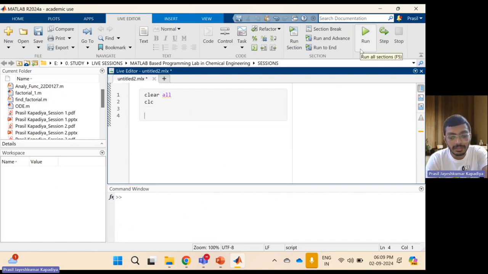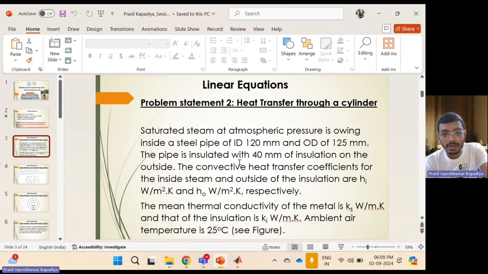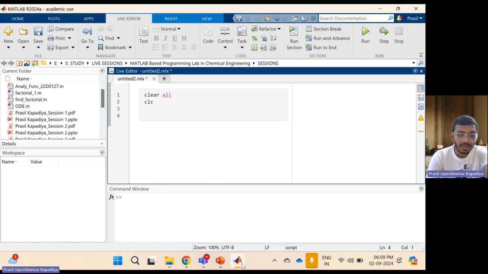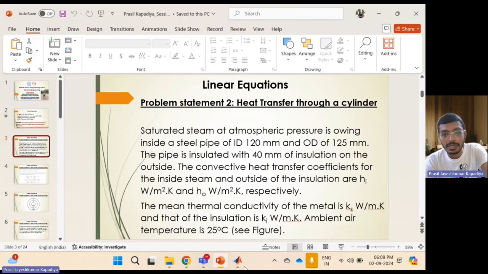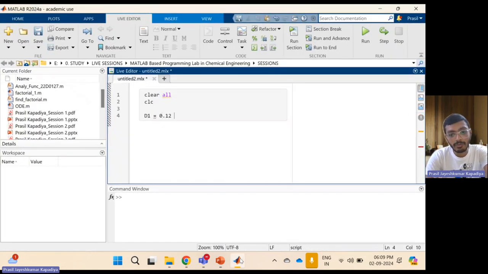So let's first write down the diameters we have. In the problem statement, the internal diameter of the steel pipe is 120 mm and the outer diameter is 125 mm. So let's say my D1 is equal to 120 mm. I will write it in meters because Hi and H0 are in watt per meter square Kelvin. So 120 mm is 0.12, and its unit is meter. I'm writing the unit in the comment section.